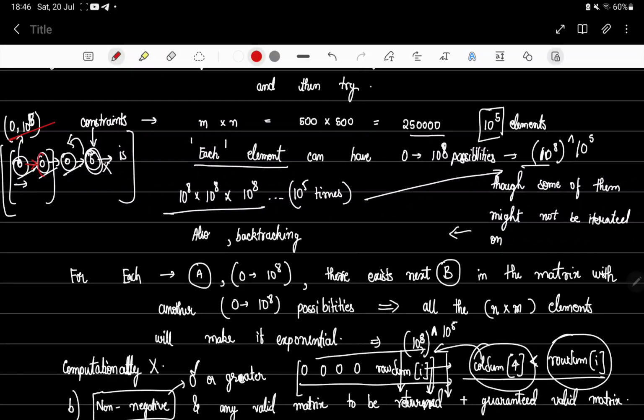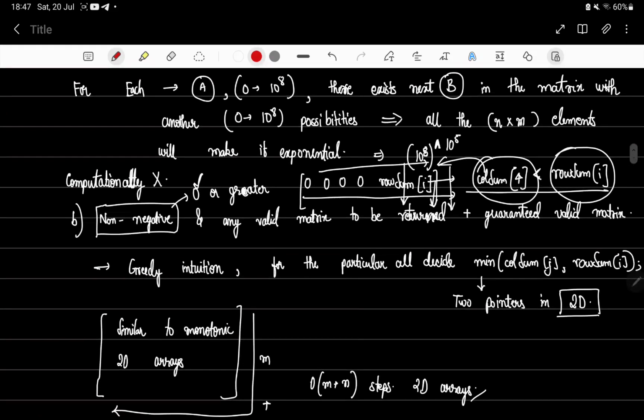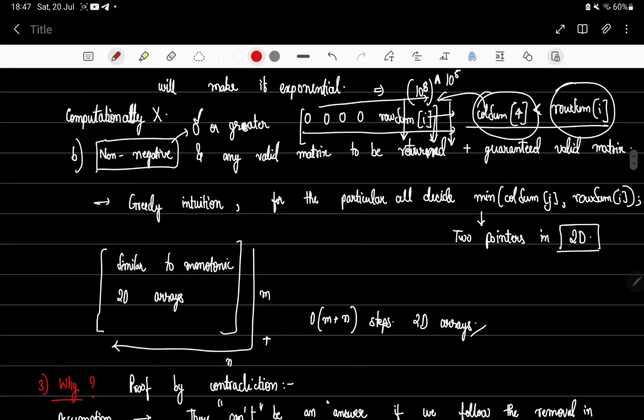Now again for 10 to the power 8 values of this, again I'll check for 10 to the power 8 values of the other one. So 10 to the power 8, 10 to the power 8 gets multiplied and becomes exponential, 10 to the power 8 to the power of 10 to the power 5, which is very, very large and computationally not possible over here. So we have this backtracking solution also negated out.